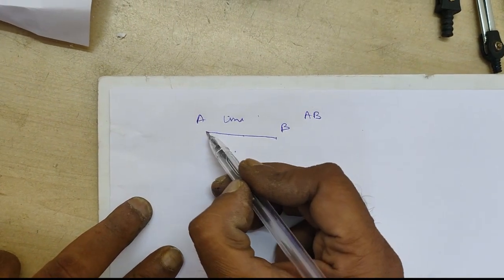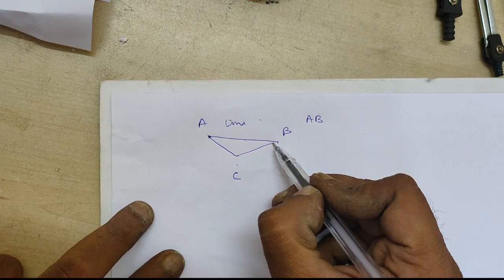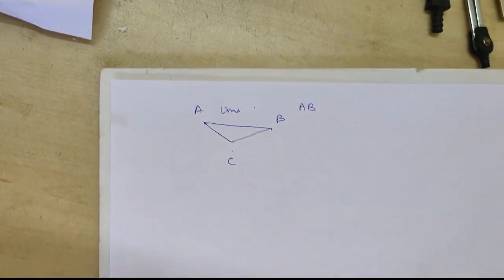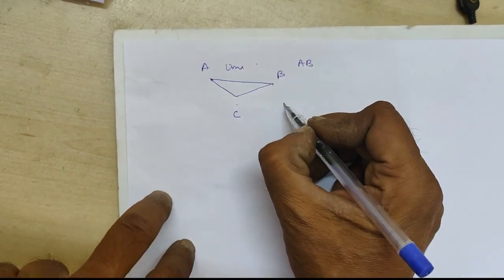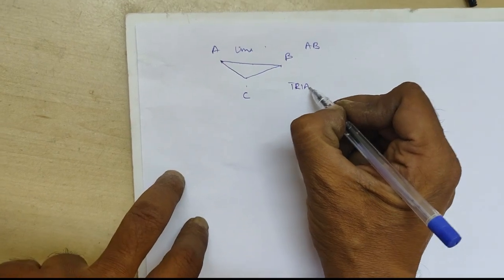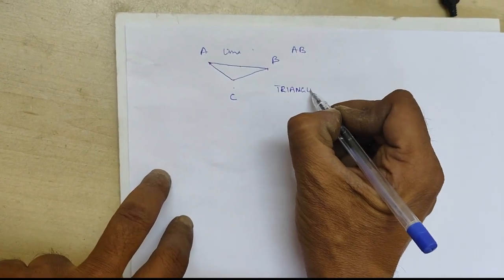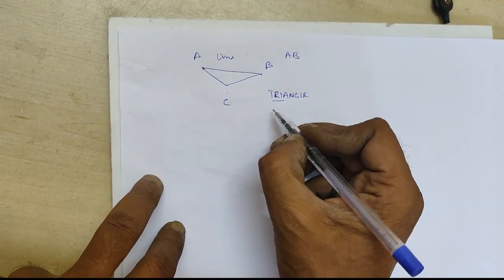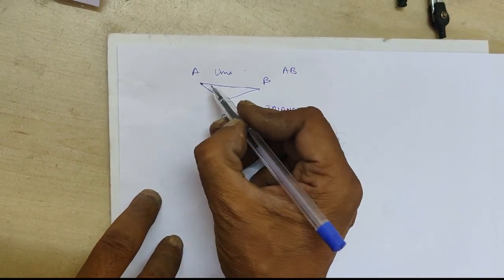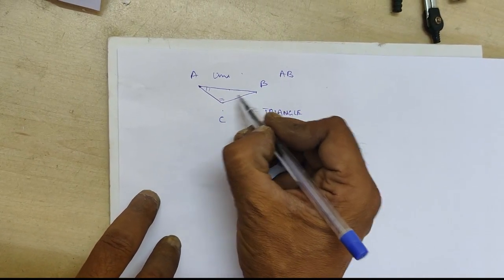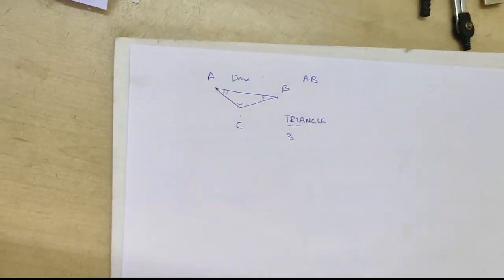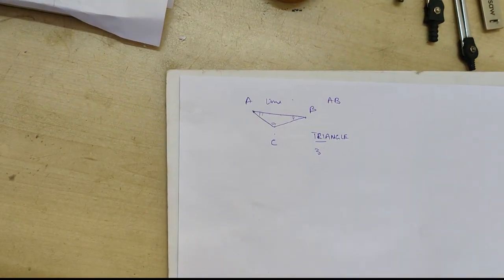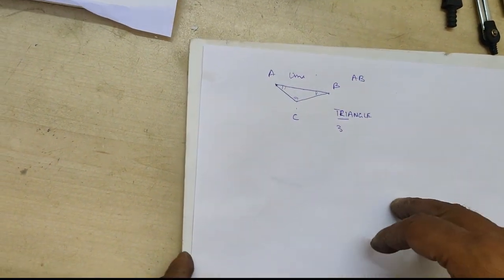So now if I join these 3 points, what do you get? We call this a triangle. Triangle. Okay. Tri here means 3. Okay. And angles means these angles, what the lines make with each other. Okay. So I'll be starting with these very small basic things with you first of all.